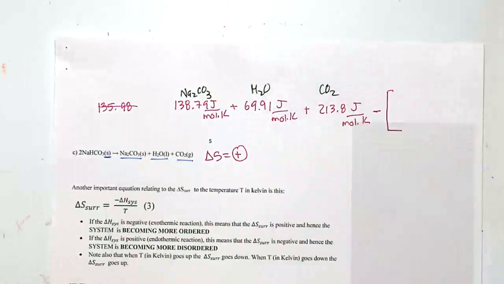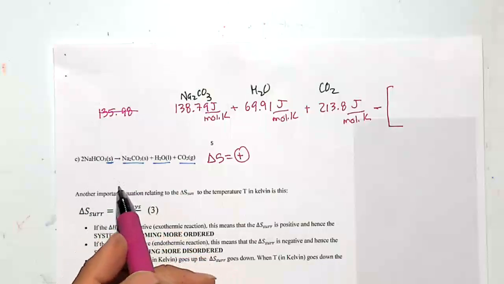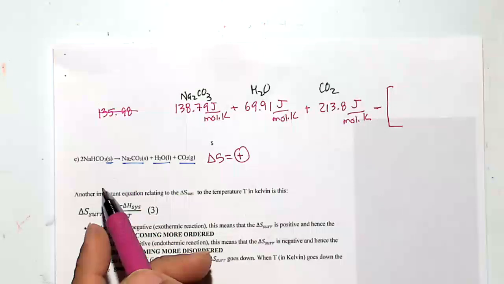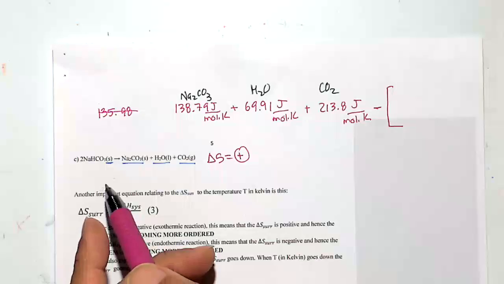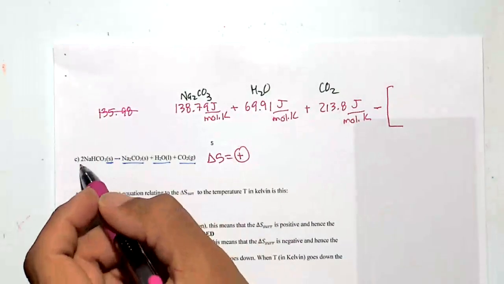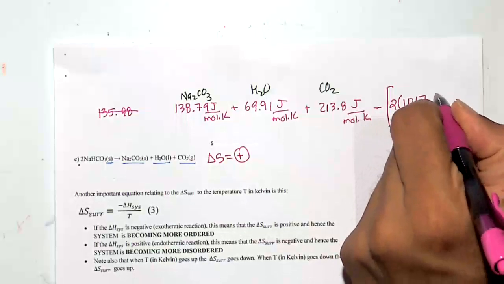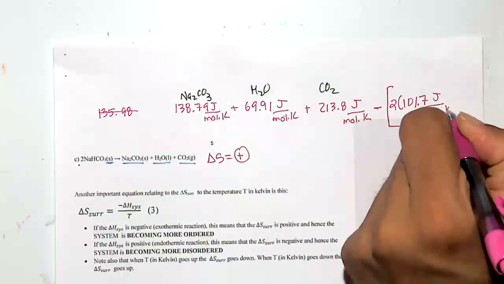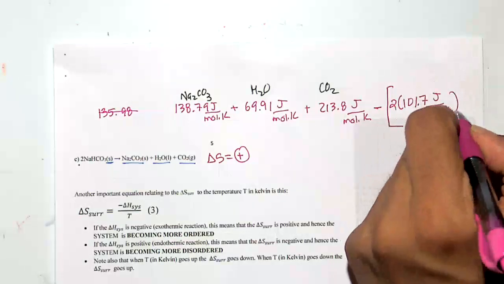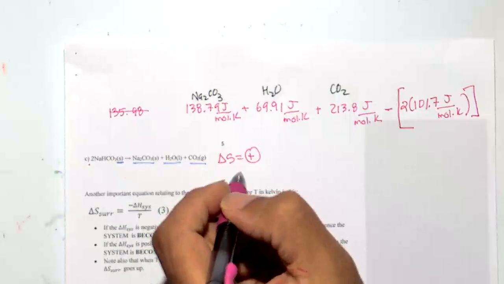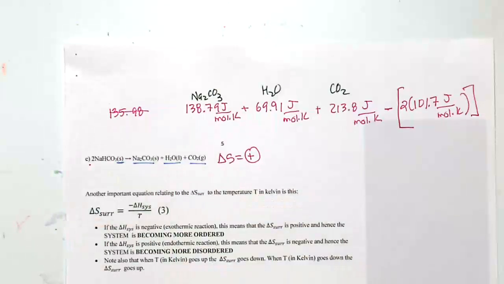Okay, I want you to put a minus sign in a big bracket and the reactants. So sodium bicarbonate, 102.09. Ours is 101.7. Okay. And what do we need to multiply that by? 2 times 101.7. Okay, 101, 102, that's fine. Minus 102. All right, so this is the math, and we're going to see if it is indeed positive, okay?